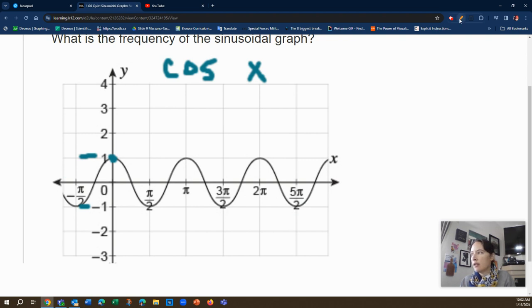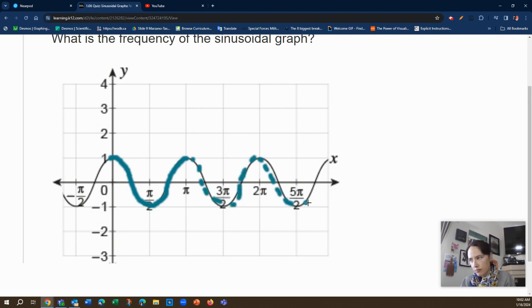The period is one cycle. So up, down, back before it repeats. See how it's just going to repeat? So one cycle, one complete wave is in pi. So the period is pi.